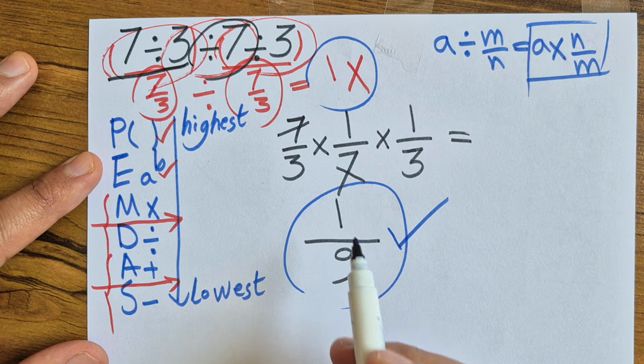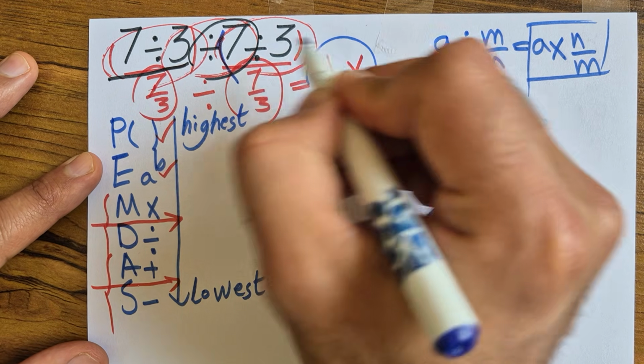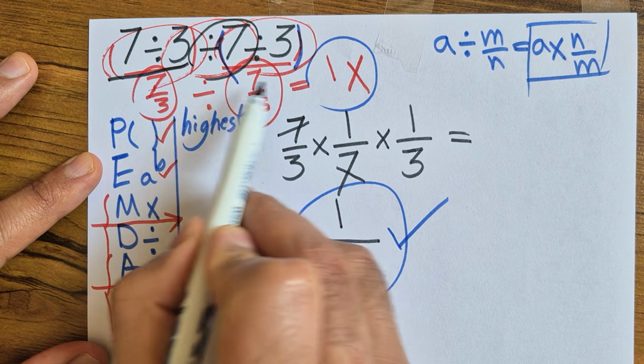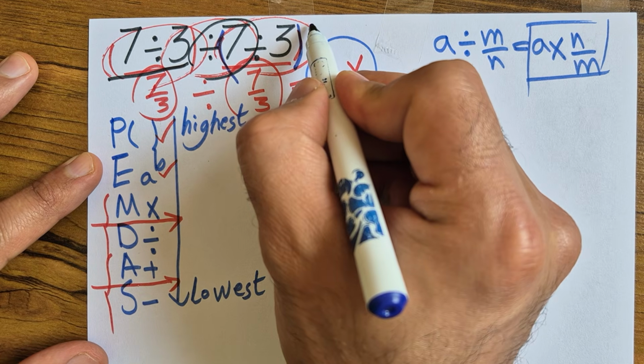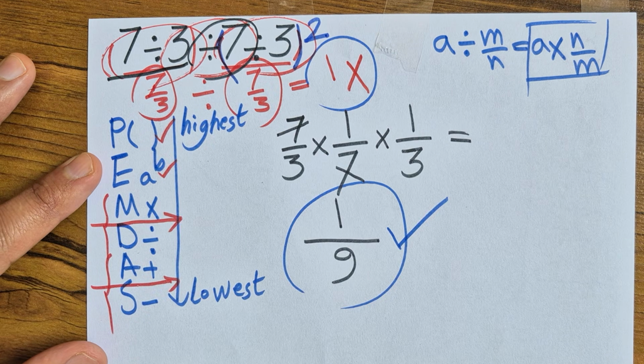For your homework, what would the answer be if we had 7 divided by 7, just the last one, inside the brackets and raised to the power of 2, or squared?